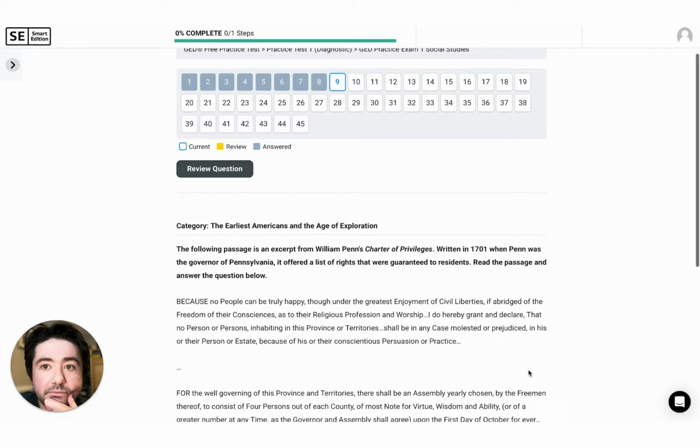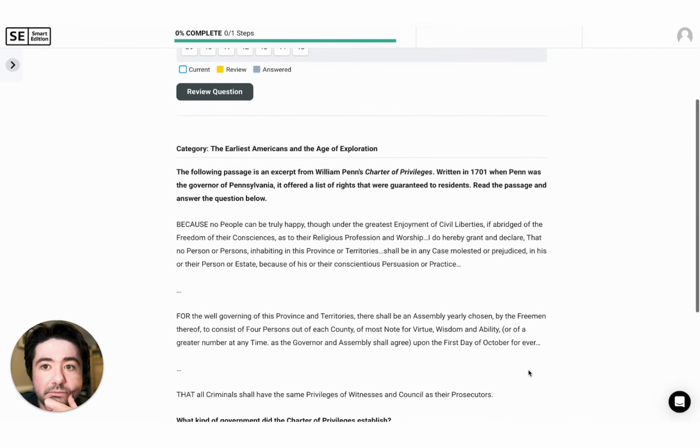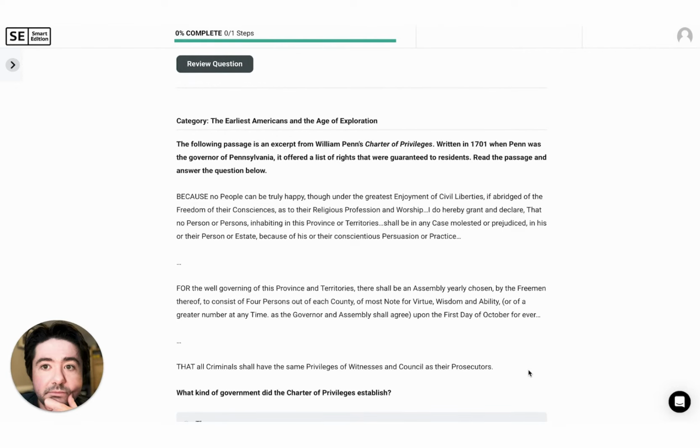Question 9. New document, and thankfully it's a lot shorter. The earliest Americans and the age of exploration. The following passage is an excerpt from William Penn's Charter of Privileges. Written in 1701 when Penn was the governor of Pennsylvania, it offered a list of rights that were guaranteed to residents. Read the passage and answer the question.